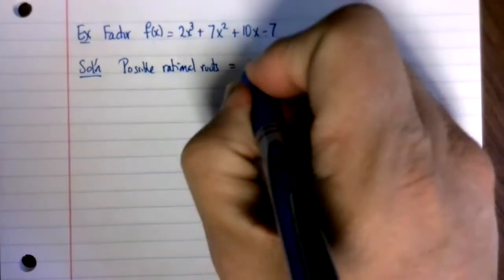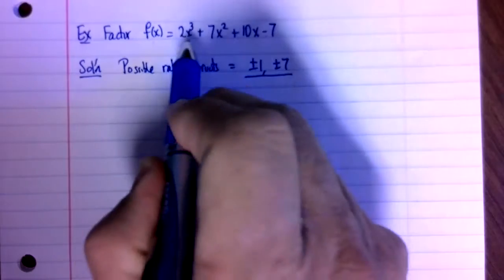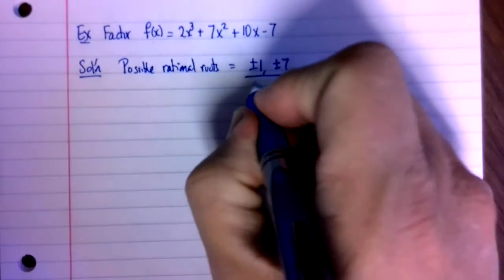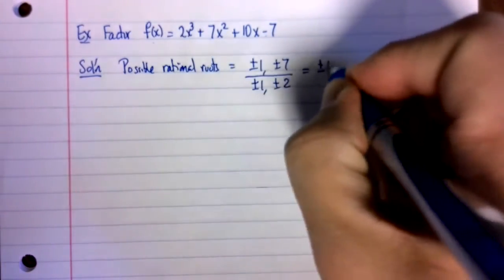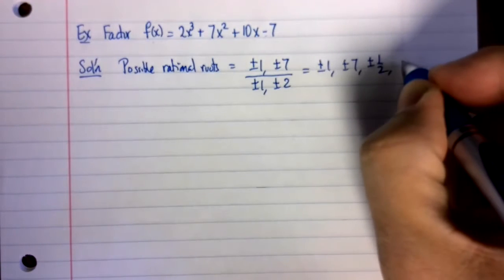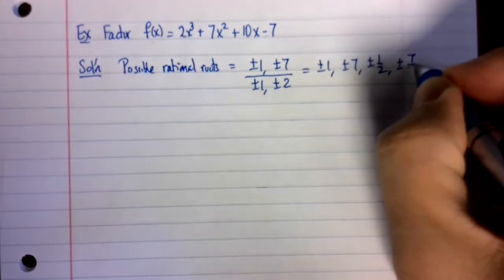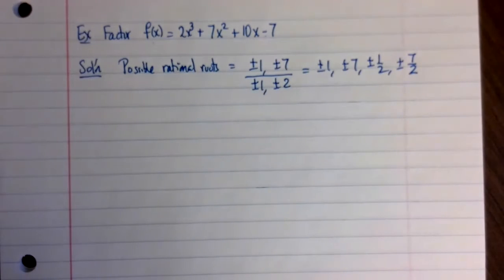Things that go into the constant term would be the possible numerators, so plus or minus 1, plus or minus 7. And things that go into the leading coefficient are the possible denominators, plus or minus 1 or plus or minus 2. So this gives us 8 candidates to test: plus or minus 1, plus or minus 7, plus or minus 1/2, and plus or minus 7/2. So 8 possible rational roots.